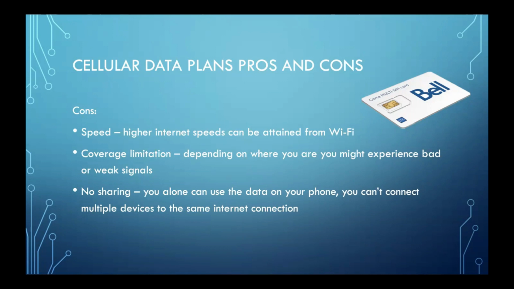Coverage limitations. So again, depending on where you are, you might experience bad or weak signals. This can depend on, of course, the carrier. So we'll go through how to look at that, because you can look at coverage maps and see how good coverage for certain providers is in certain regions and areas. But coverage limitations are something to think about with a cellular data plan.